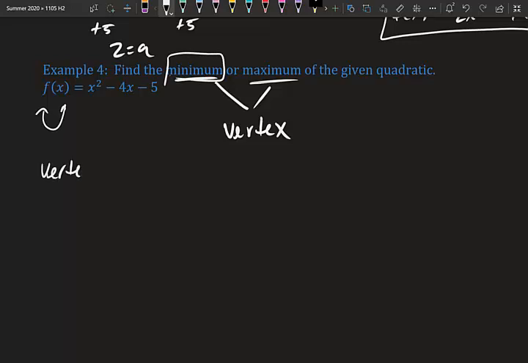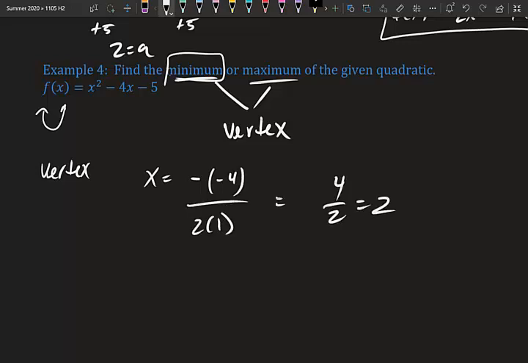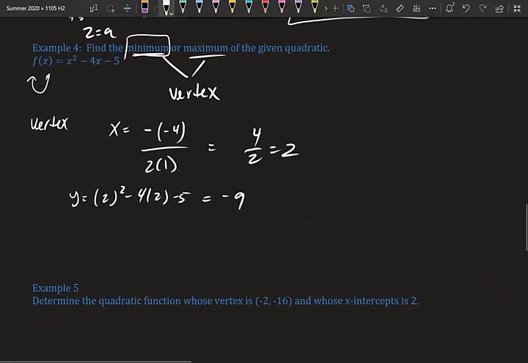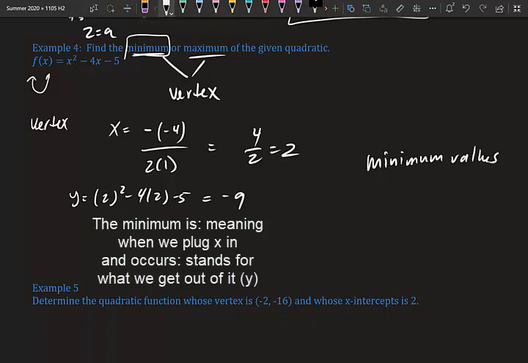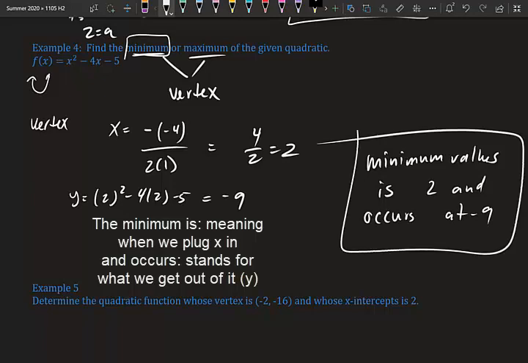For the vertex, we have x equals negative b, which is negative 4, over 2 times a, which is 1, so 4 over 2 is 2. We plug it in, so y equals 2 squared minus 4 times 2 minus 5, and we get negative 9. Since this is asking in a weird way, we say the minimum value is negative 9 and occurs at 2. That's how it's going to be on MyMathLab.